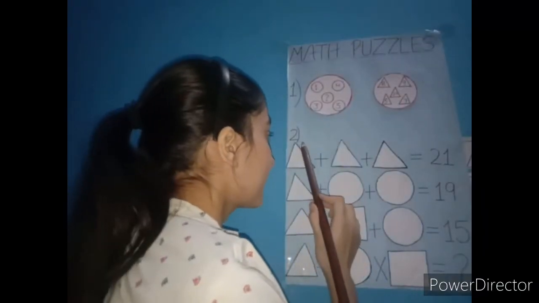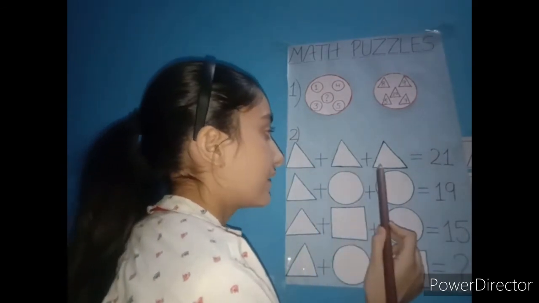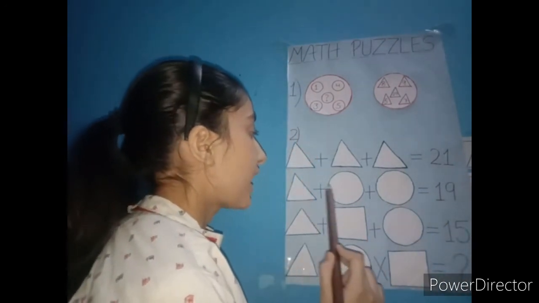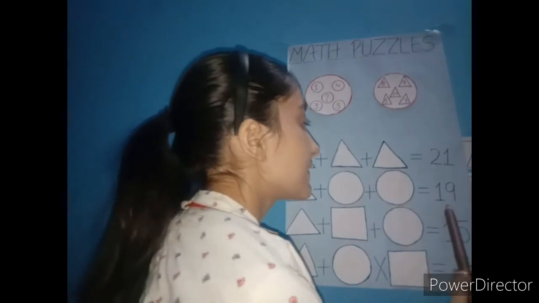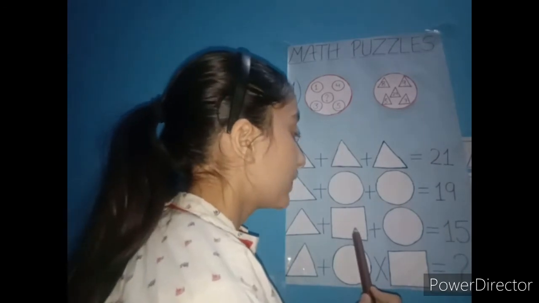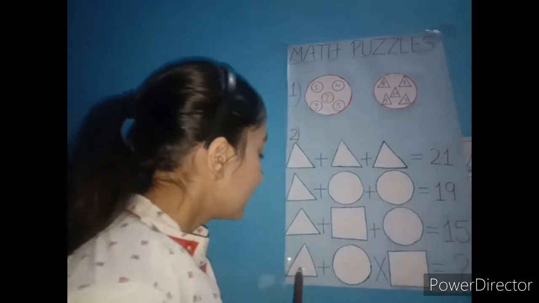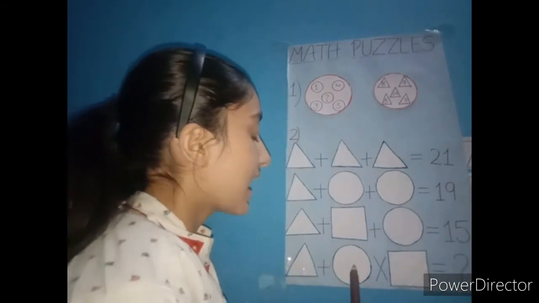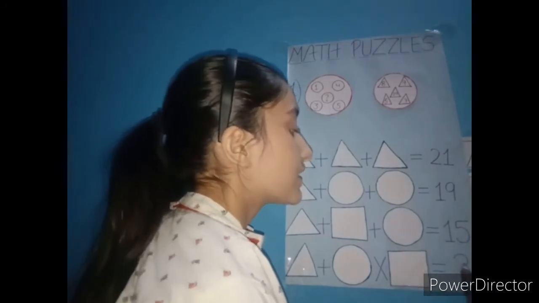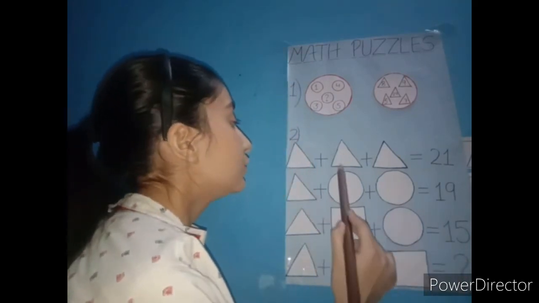Here comes the second puzzle. In this puzzle, in the first step you can see that 3 triangles are added and their sum is equal to 21. In the second step, it is shown that one triangle is added to 2 circles, which is equal to 19. In the third step, it is given that one triangle, one square and one circle are added and it is equal to 15. In the last step, it is given one triangle is added to one circle and the circle is multiplied to one square, which is equal to question mark. So we have to find the answer to this question mark by finding the value of each shape.